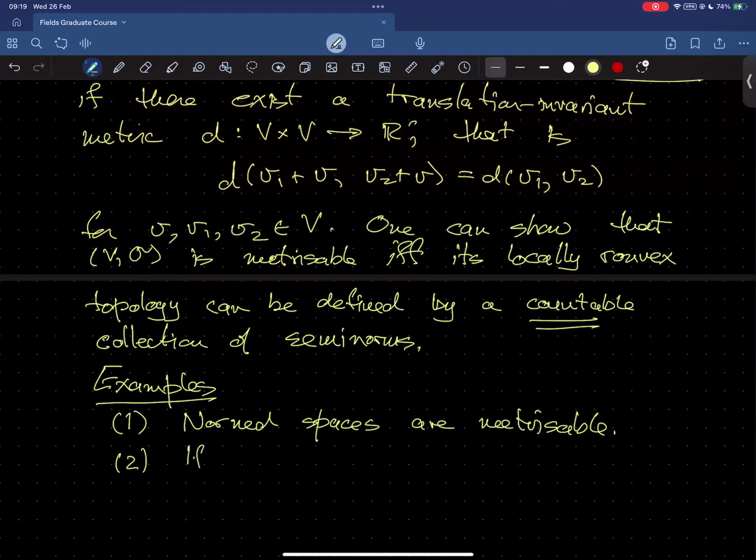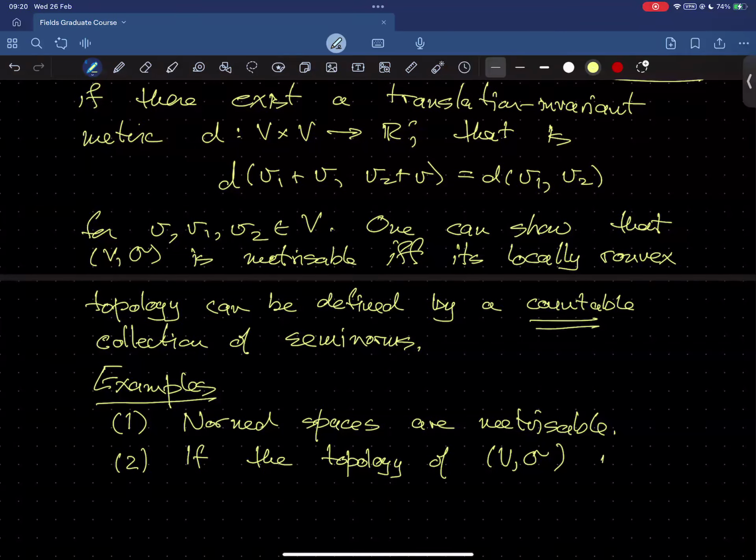If the topology of V, let's consider the finite case. And so what I said was the finite case essentially amounts to the normed case. And so let me explain why that's true.